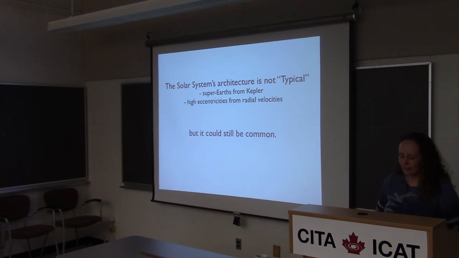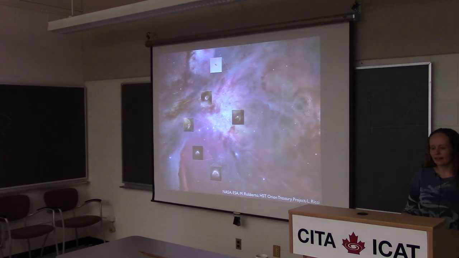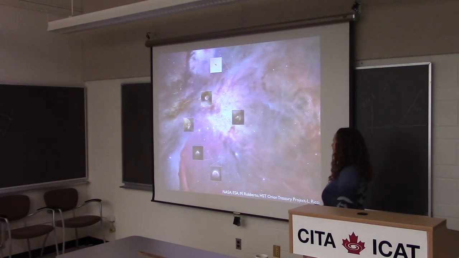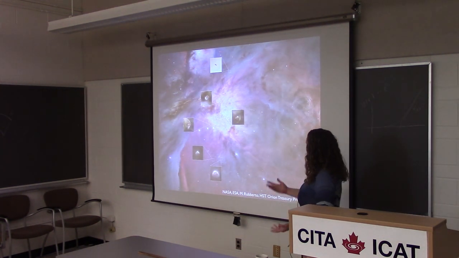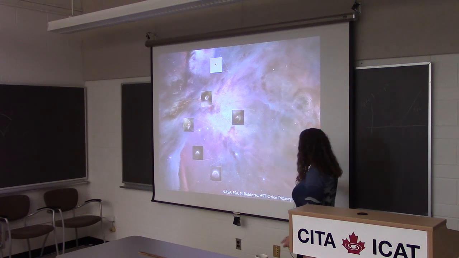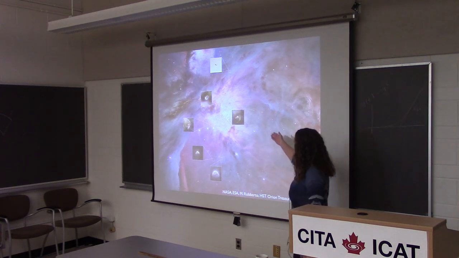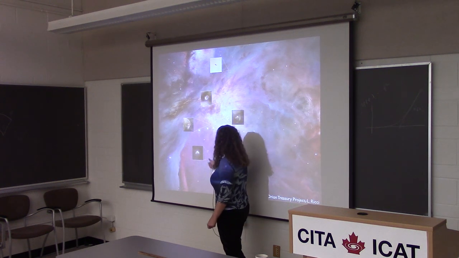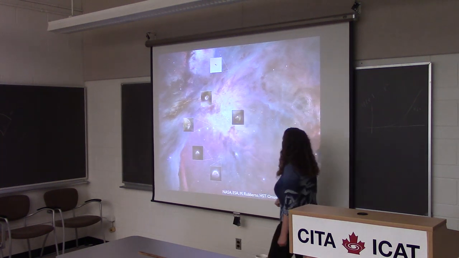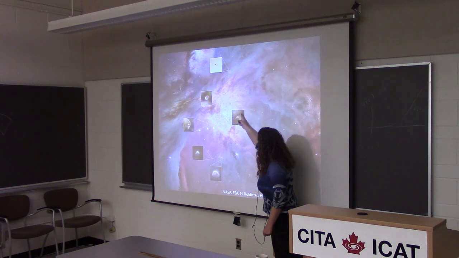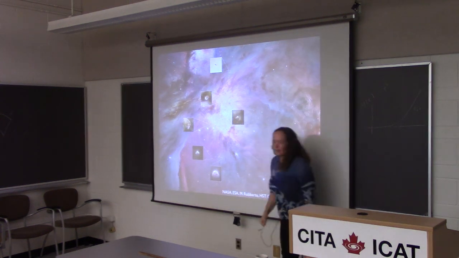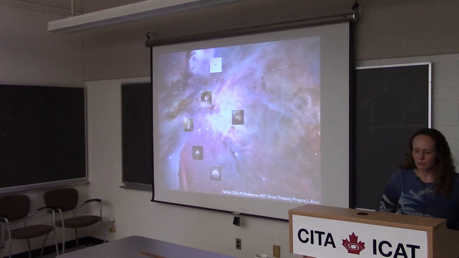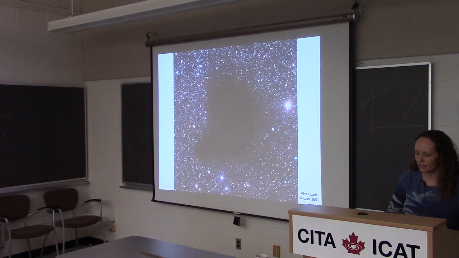All right, so how can we get at this? Let's take a step back and recall how planetary systems form. So of course, they start in star-forming regions like this one, Orion, in this classic HST image. And here you can see in all of these squares, young stars with disks forming around them. These disks come from collapse of the cloud during the star formation process.